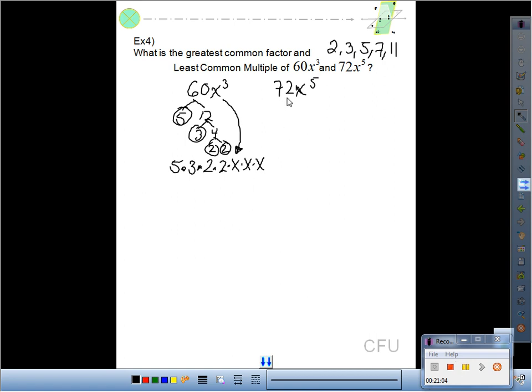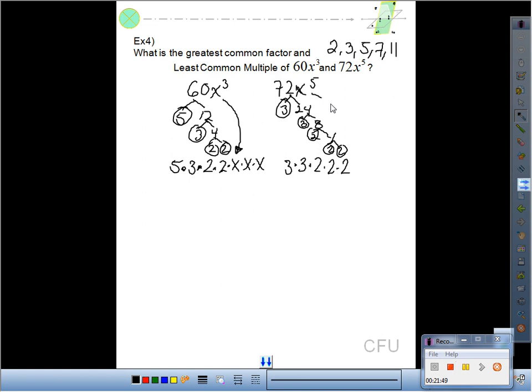All right, let's go with the next one. Let's go to 72. We open up 2 branches. Which one of these divides evenly? The 2, yes. How about the 3? Yeah, so it's 3 times 24. Circle the 3. The 24 is what? 3 times 8. Circle the 3. The 8 is 2 times 4. And the 4 is 2 times 2. So my prime factors are 3 times 3 times 2 times 2 times 2. We're done with the number.